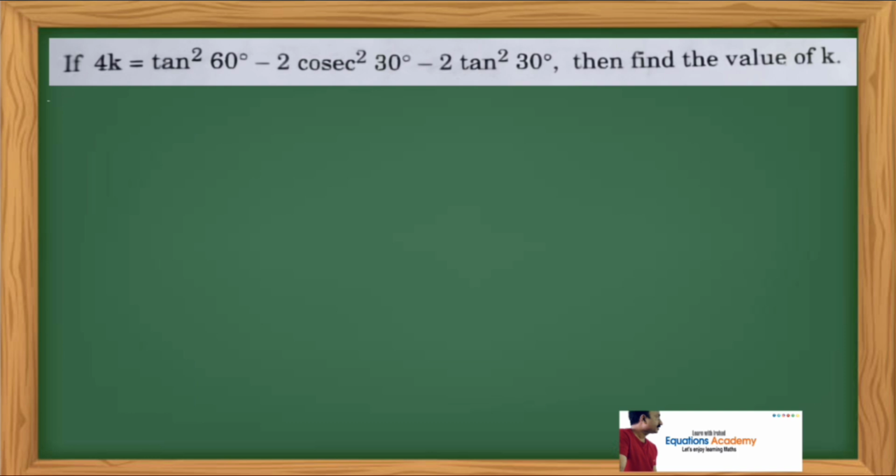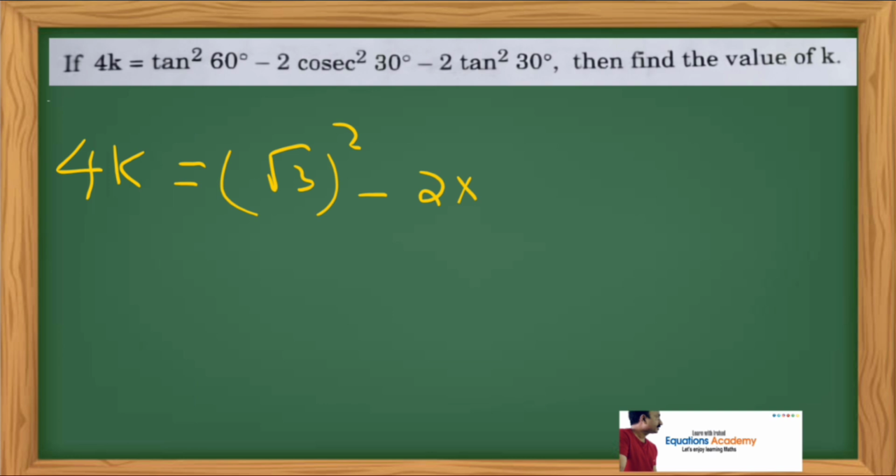If 4k is equal to tan²60 minus 2 cosec²30 minus 2 tan²30, then find the value of k. So you can write 4k is equal to tan²60. We know that tan 60 is root 3. Tan²60 becomes (root 3)² minus 2 into cosec²30.